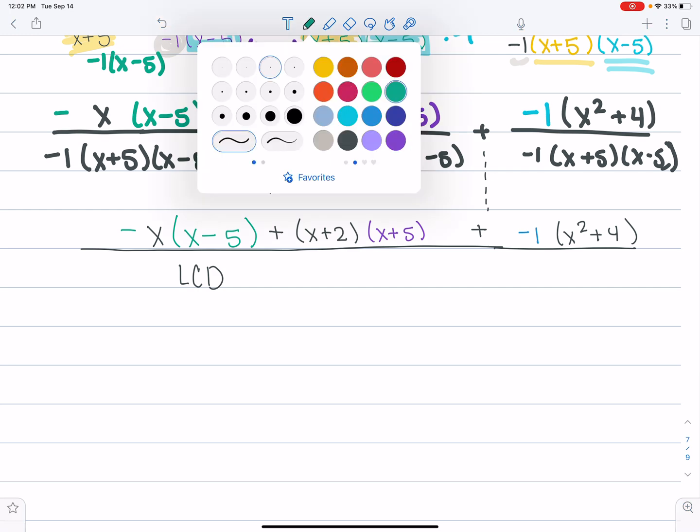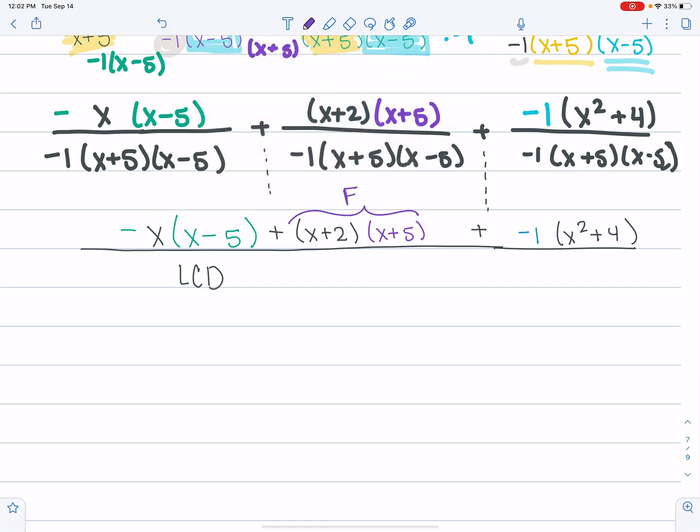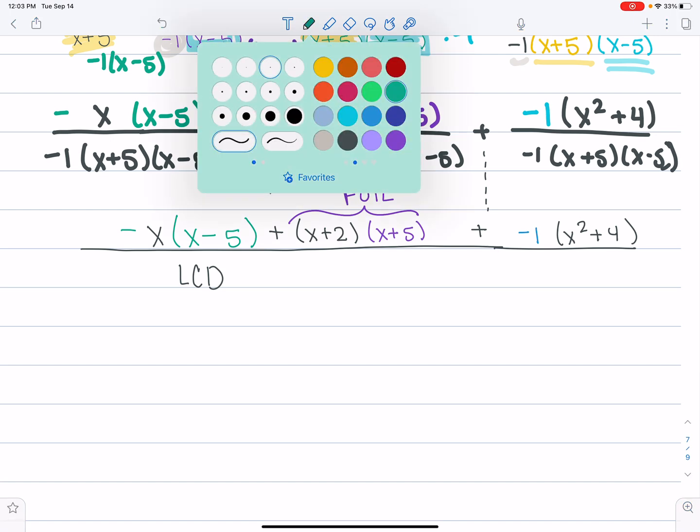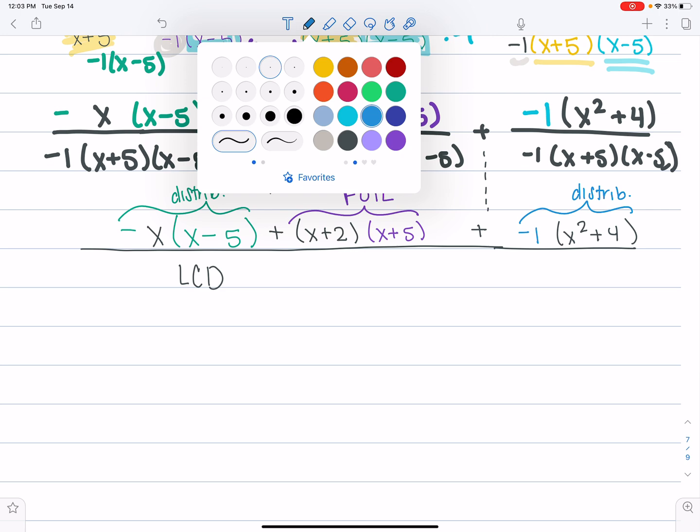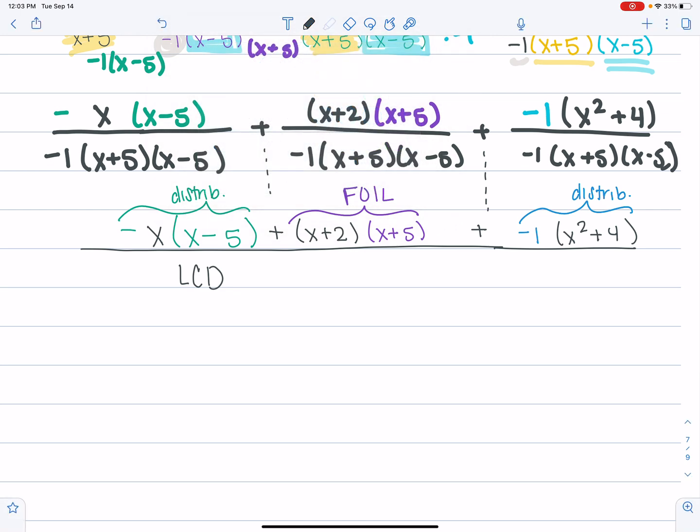And so this part, I'm going to FOIL that one. This first one, I can distribute this negative x. And the last one, I can distribute that negative 1. All right, so I'm just going to go in order from left to right. I'm going to distribute this negative x. Negative x times x is going to give me negative x squared. Negative x times negative 5 is going to give me a positive 5x.